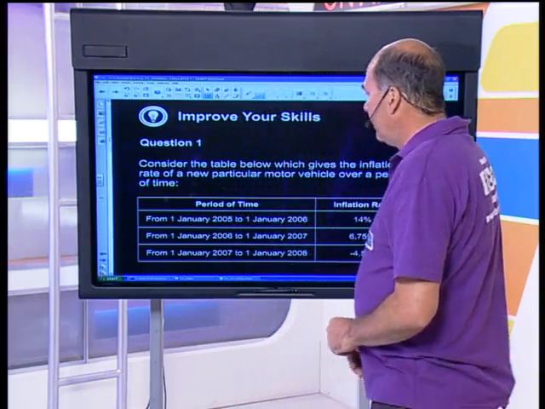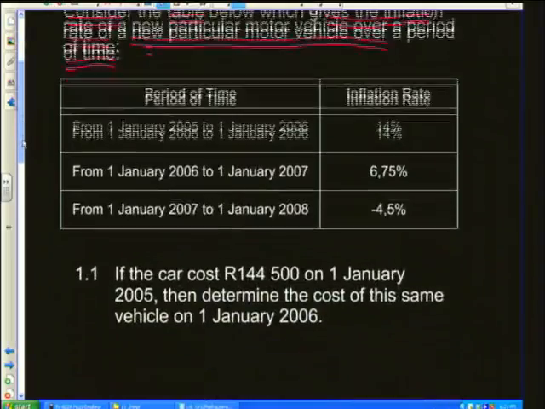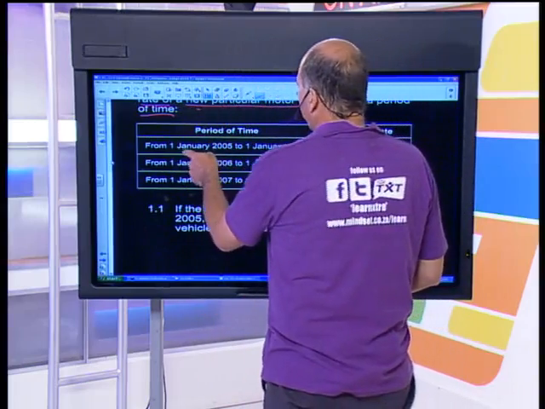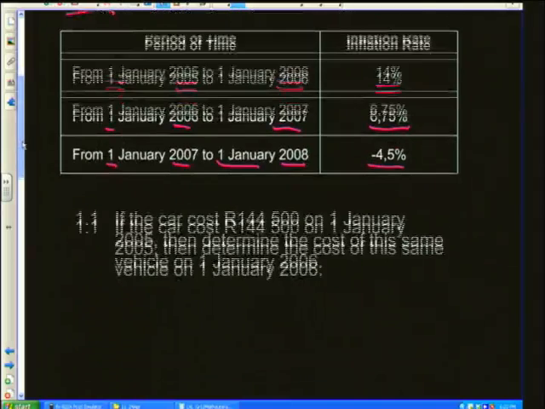Here's question number 1. Question 1 says, consider the table below, which gives the inflation rate of a new motor vehicle over a period of time. So this isn't a general inflation rate. This is specifically for motor vehicles. So they've isolated motor vehicles and they've got a rate. And what they're saying, from the 1st of January 2005 to the 1st of January 2006, notice it's a year, the inflation rate was 14%. From the 1st of January 2006 to 2007, it was 6.75%. And from the 1st of January 2007 to the 1st of January 2008, negative 4.5%. So now let's see what the questions ask.